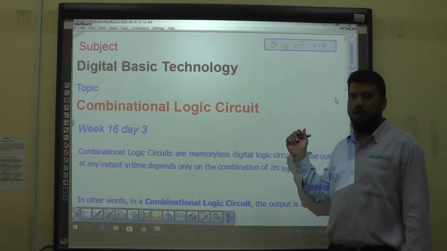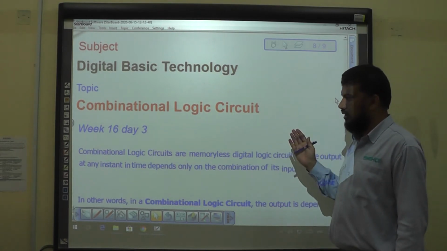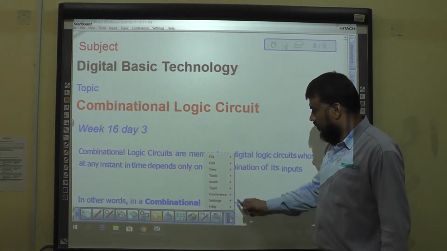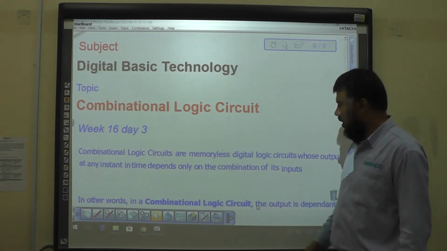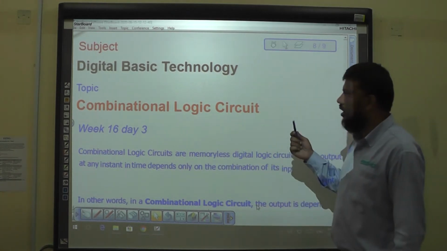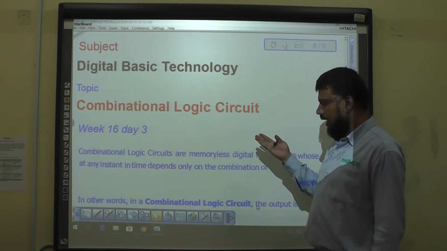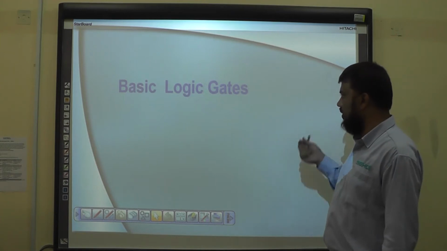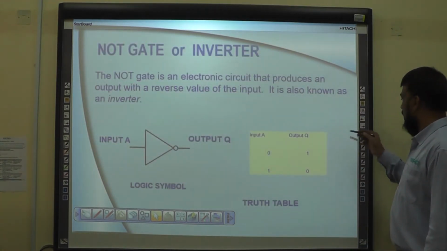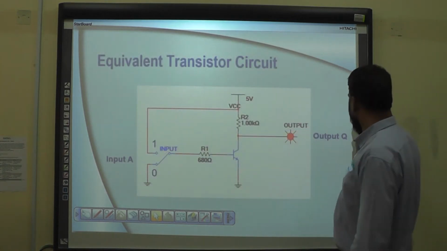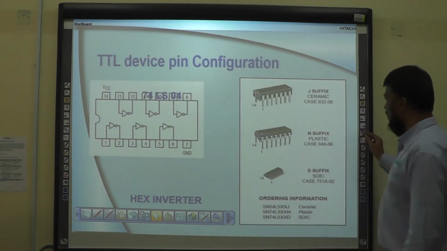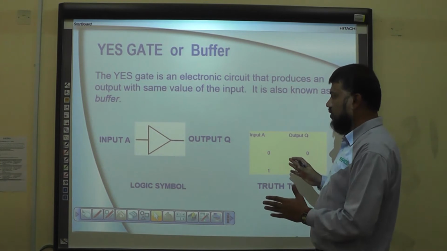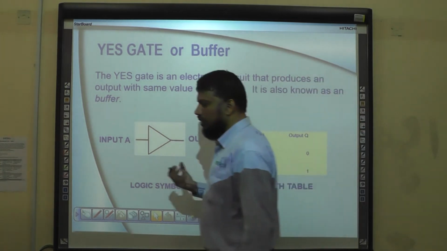Last week we learned about the digital basic logic gates. In digital basic logic gates we learned about the different logic gates: AND, OR, NOT, NAND gate, NOR gate, and XOR and XNOR gate. Last week we discussed that. So we have to recall all of this, and the truth tables also we have to remember. Now today's topic we have to learn about the combinational.